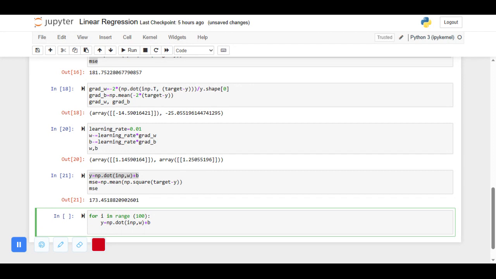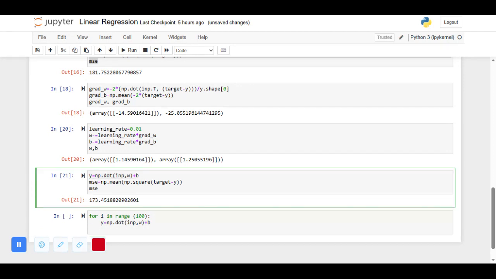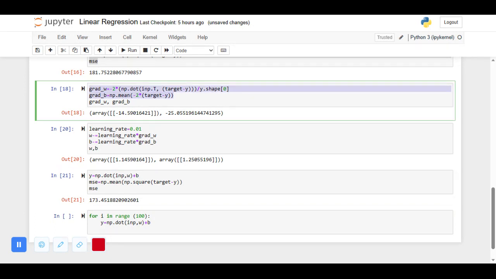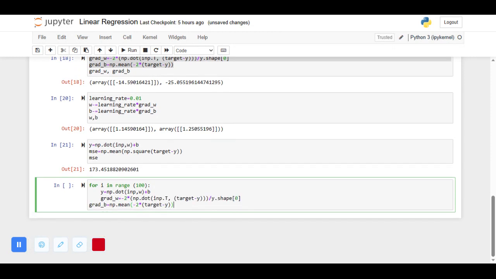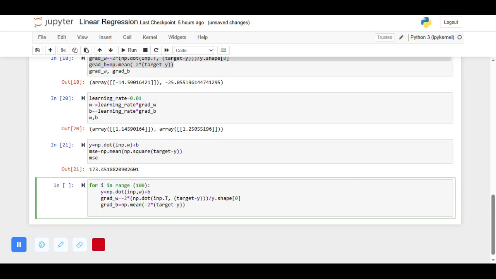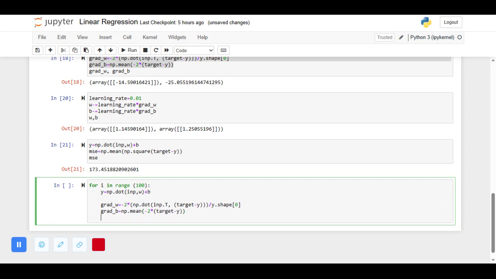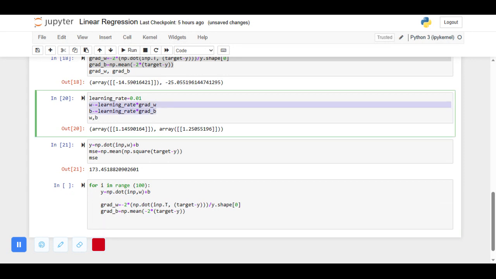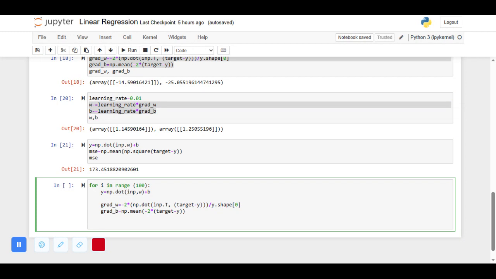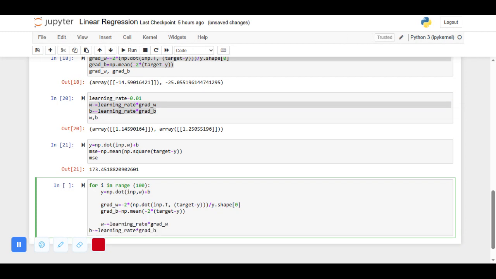Okay, for our initially initialized weight and bias. After that, I want the code to give me the gradient for weight and for bias. Okay, so we will paste the gradient for weight and the gradient for bias code here. Then after getting the gradient for weight and gradient for bias, I want to update the weight and bias.